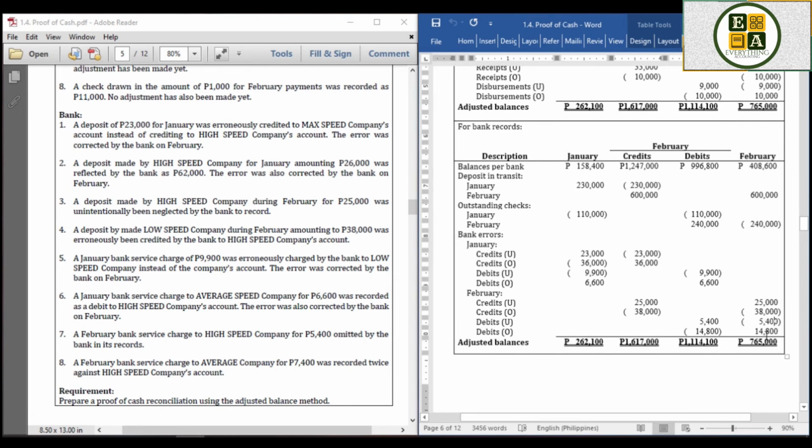Mag-add tayo dito ng 14,800. So, yung balance natin should be the same with book adjusted balances. Okay? So, paki-verify na lang yung mga amounts, paki-compute, yun yung labas. Kailangan equal. Okay? So, yun yung application ng ating proof of cash adjusted balance method.